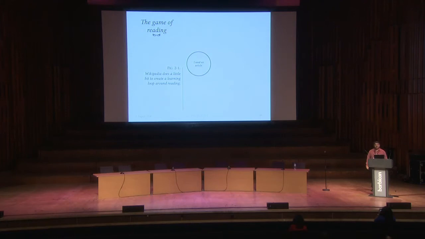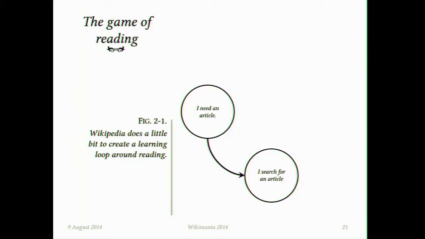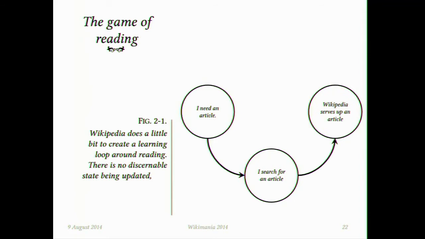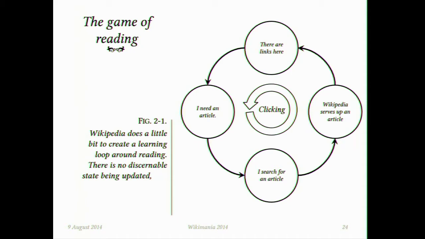Wikipedia does a little bit to encourage a learning loop around reading, but frankly, not very much. You're probably told you need to go research something for school. You're told not to use Wikipedia, and then you go use it anyway. Right? Wikipedia gives you an article. Wonderful. There's a lot of links there. Oh, crap. And you're mostly getting better at clicking and reading, right?